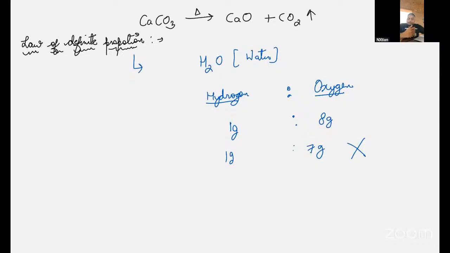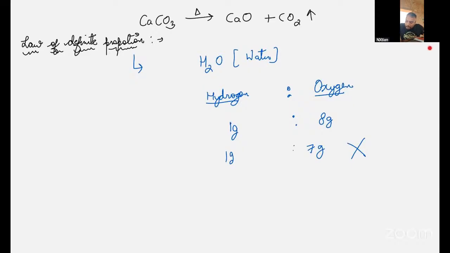It is fixed, so it doesn't matter which mode of preparation is used. For example, I can make water by thermal means, by heat, or by any other source. This is a fixed ratio, which is 1:8. If it is not under these circumstances, then we can't make the water. Did you understand? Yes, sir.